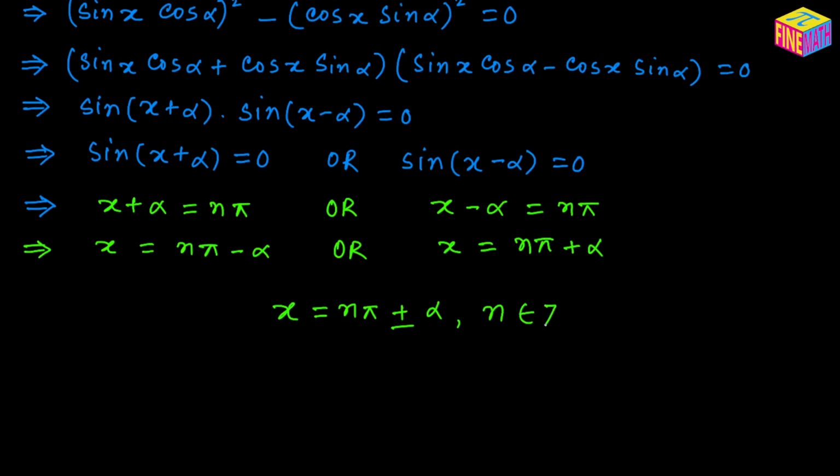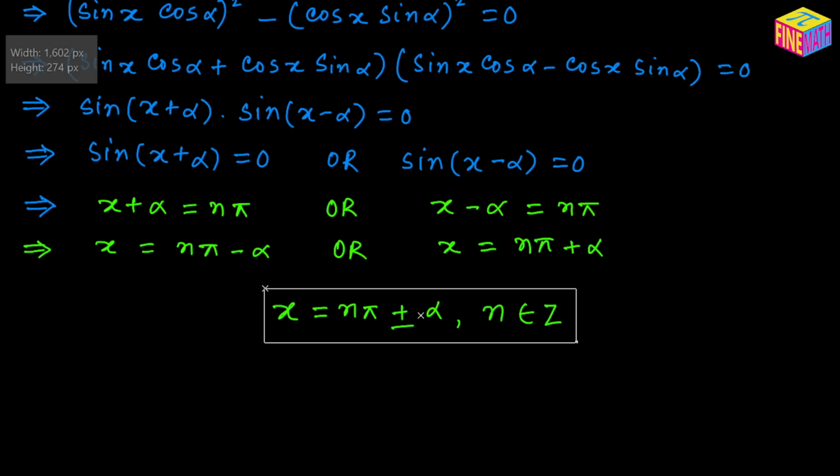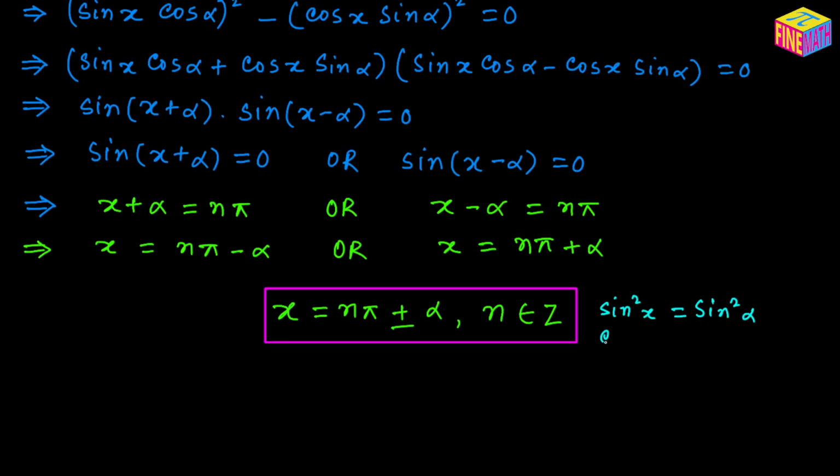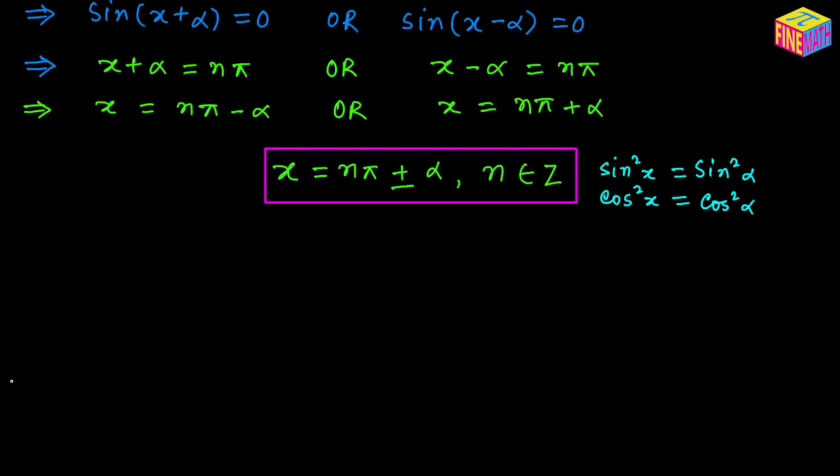So let me make a note of that. So this is the general solution for that particular trigonometric equation, which was sine squared of x equals sine squared of alpha, or even cosine squared of x equals cosine squared of alpha. So this is the general solution for both of those equations. So let me make a quick note here on the side that this is the general solution for sine squared of x is equal to sine squared of alpha, and also cosine squared of x is equal to cosine squared of alpha. And if we want to take an example, let's suppose we have an example like this.